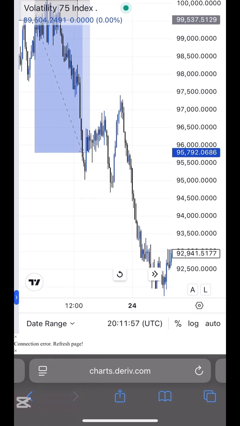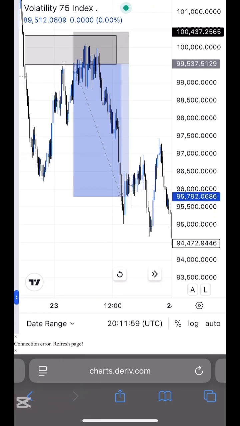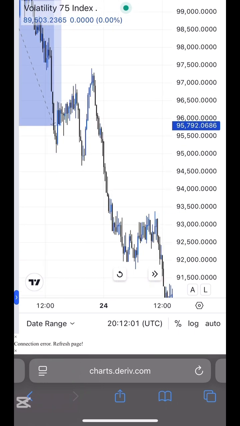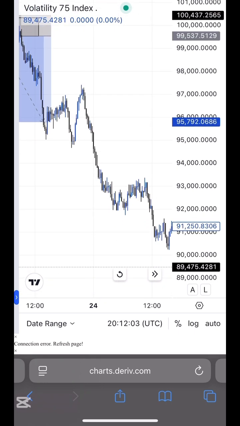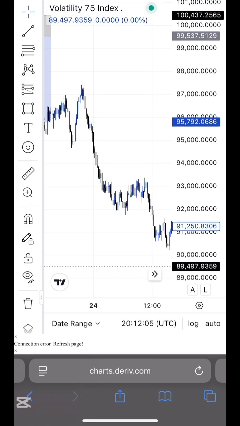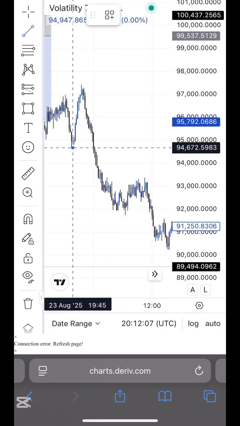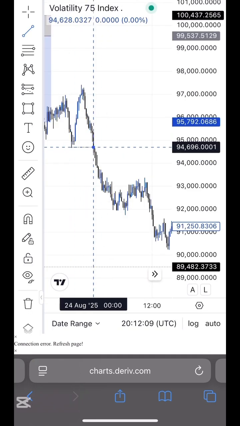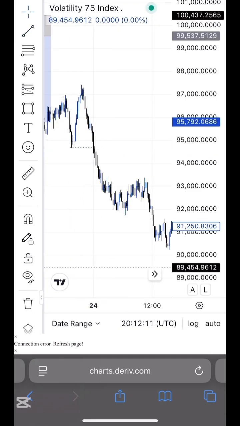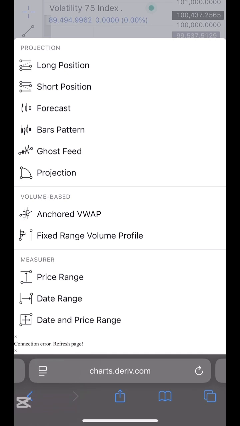So let's look for another entry again. Now we are waiting for a breakout structure, but here we saw a breakout structure. So we were waiting for a retracement to this level.